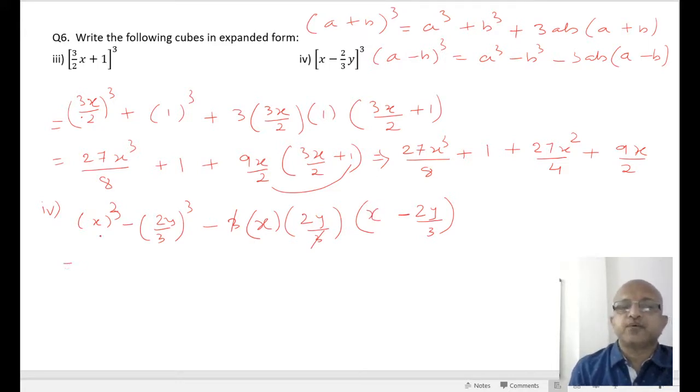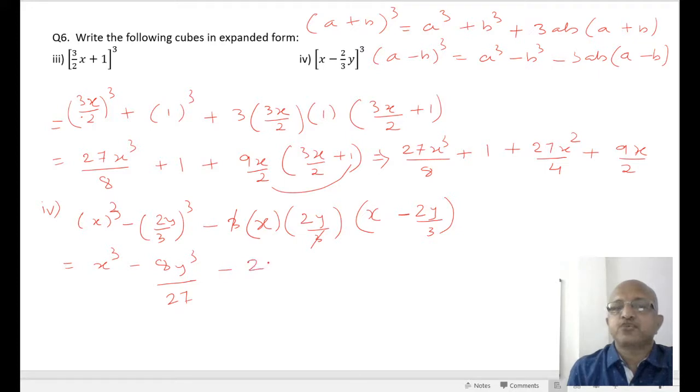So here now x is cube, right? Minus this is 8y cube upon what will come? 3 cube 27. 3 3 cancel. So what is left here? Minus 2xy and bracket x minus 2y upon 3.